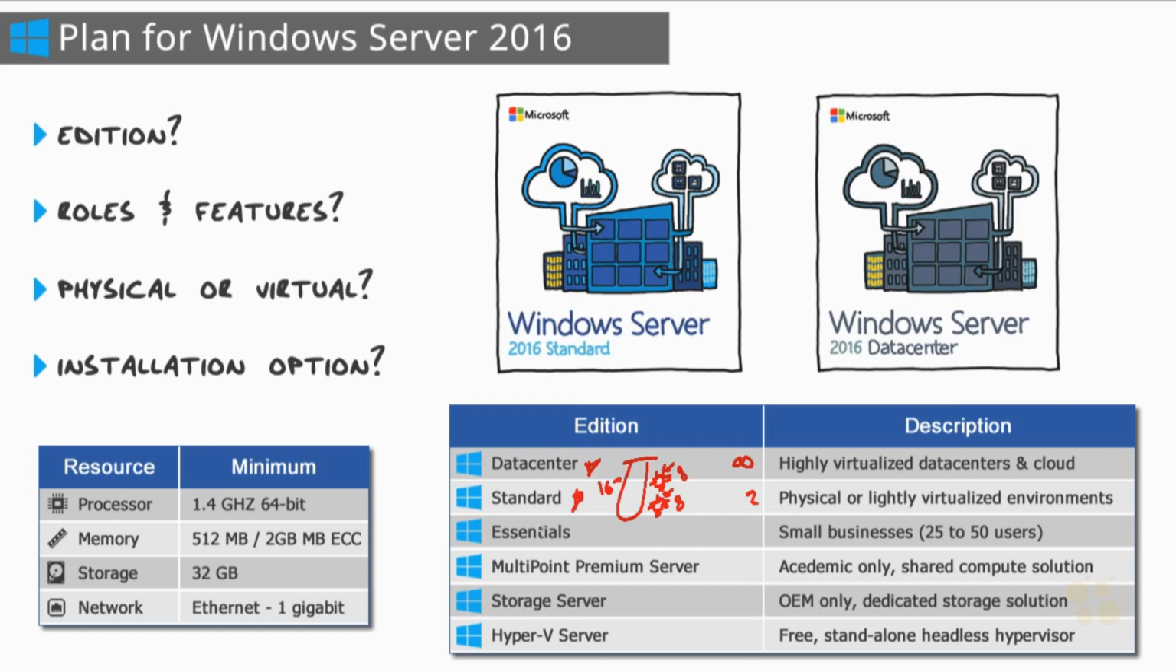Now, these other 4 editions are really meant for special use cases. Essentials Edition is meant for those single server shops. Small businesses, supports up to 25 users and 50 devices, and comes with 1 OSE, either physical or virtual. Multi-point premium server, available through academic licensing only, is really meant for classroom environments and allows multiple users to share a single machine. Storage server is a brand new addition here in Server 2012 that is not available to the public. This is an OEM only solution, and it's really designed for those storage manufacturers to include in their storage appliances, and comes packed with all of those great storage features. And finally, we have Hyper-V server, which is a free standalone headless hypervisor anybody can download and use and remotely manage.